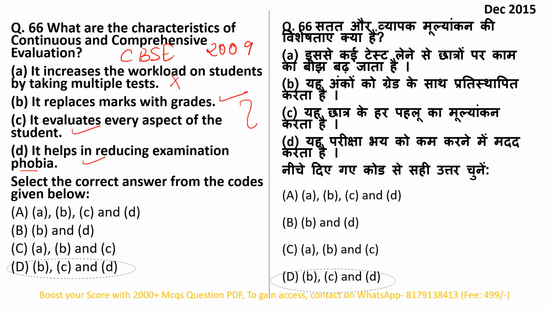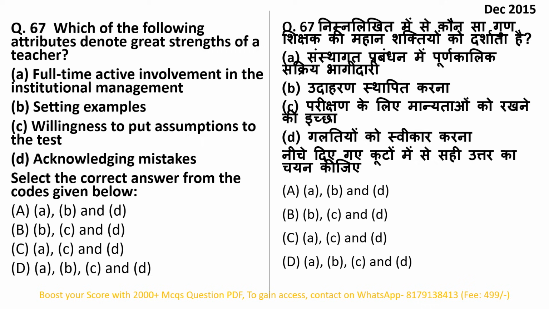These three are correct. Next is, which of the following attributes denote great strengths of a teacher? Full-time active involvement in institutional management. Teachers should not be involved in management, because management can involve politics as well. Setting examples? Yes. Willingness to put assumptions to test and acknowledging mistakes. So the right answer here is B, C, and D.